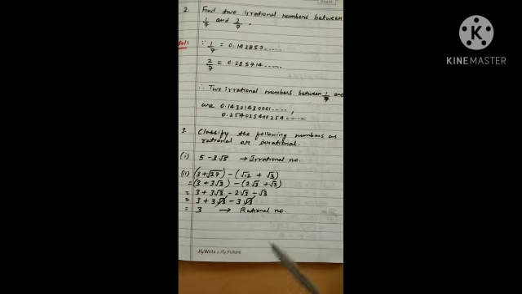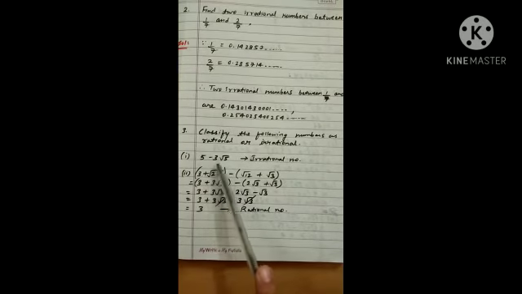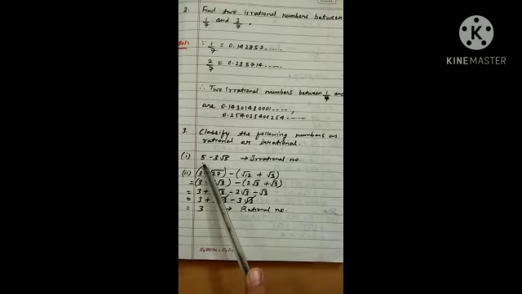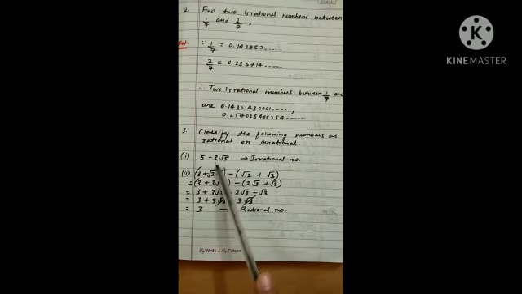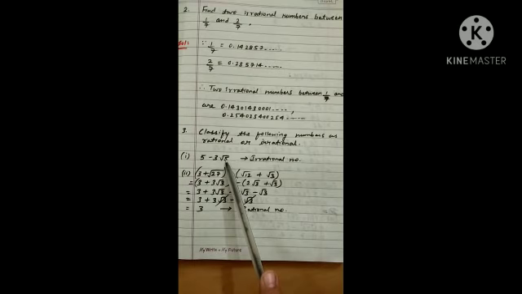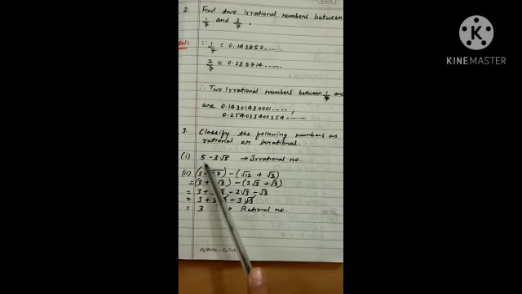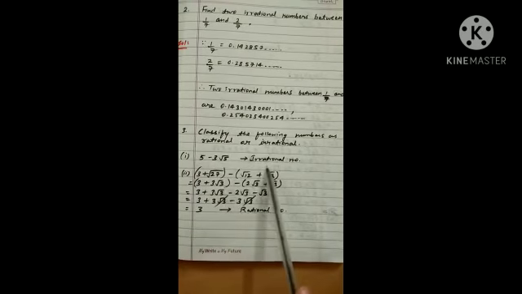Now the next question is, classify the given numbers as rational or irrational. The very first value is 5 minus 3 root 5. Here you can see 5 is a rational number and 3 root 5 is an irrational number. So the difference of an irrational and a rational number is always irrational.